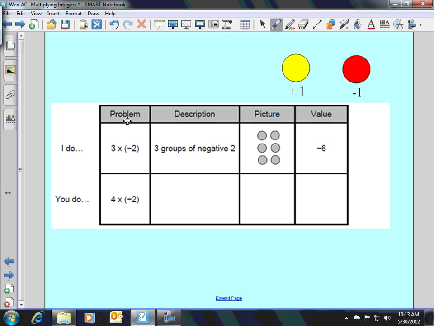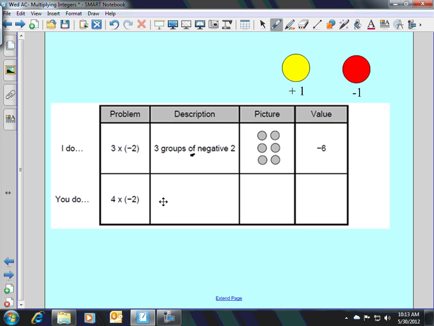The next one I'm going to look at is 3 times negative 2, and that is 3 groups of negative 2. So then when I draw my picture, I still have 3 groups of 2, but they're negative this time, so they're shaded in. So notice my total value is negative 6.